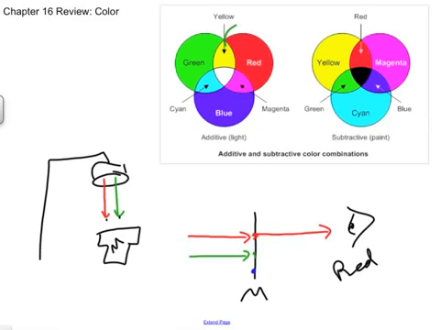That's all I had for color. I think that about covers it. You do need to have those two diagrams in the top memorized if you don't already, because that'll really help you out. But other than that, if you think you've got it, let your computer know.